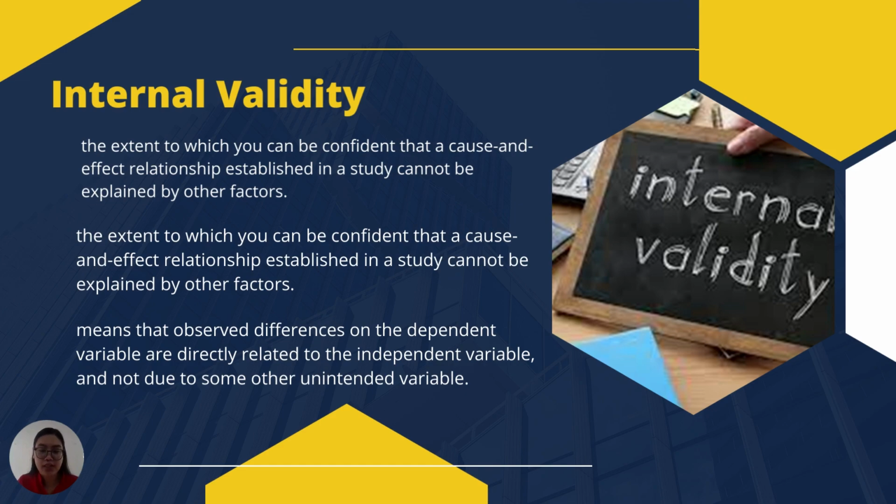If these factors are not in some way or another controlled or accounted for, the researcher can never be sure that they are not the reason for any observed results. In other words, internal validity means that observed differences on the dependent variable are directly related to the independent variable and not due to some other unintended variable. So internal validity is related to how many confounding variables you have in your experiment. If you run an experiment and avoid confounding variables, your internal validity is high. The more confounding variables you have, the lower your internal validity.